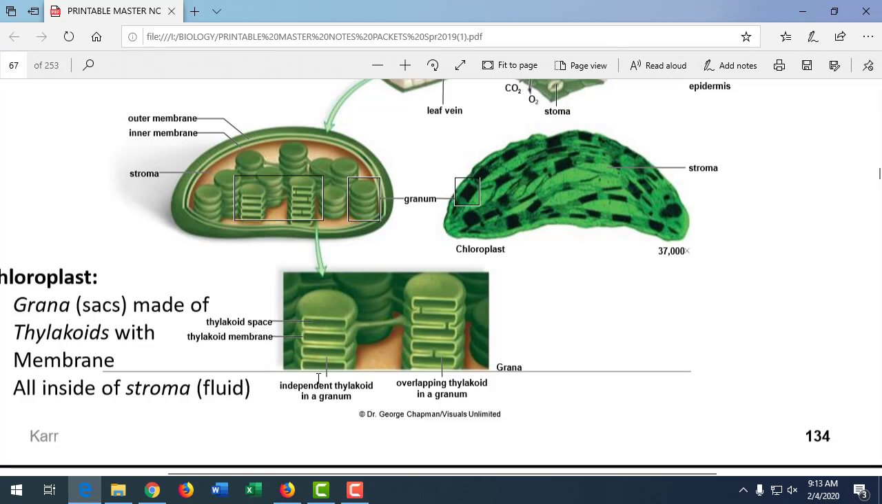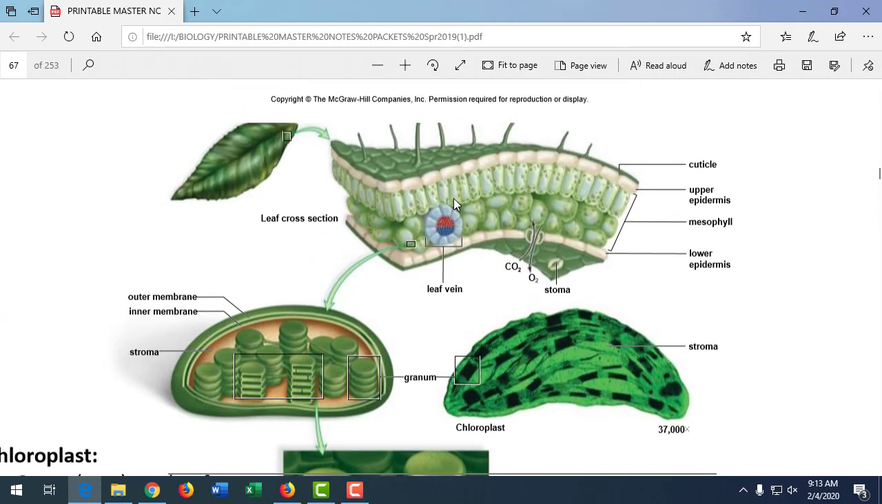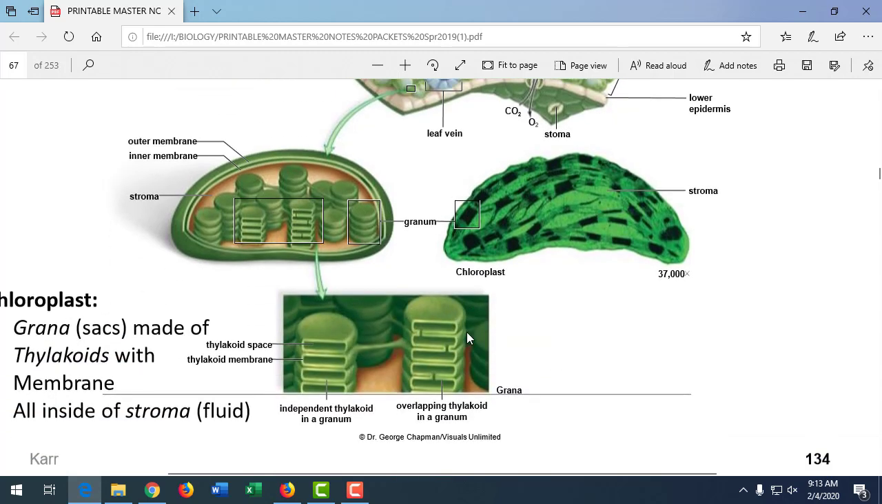And then a stack of thylakoids we call a granum. So a stack of them is called a granum. Just like you have a deck of cards, this is a granum of thylakoids. So stacked thylakoids on top of one another is a granum. Okay, so now we know a little bit about leaf anatomy and kind of how that all works.